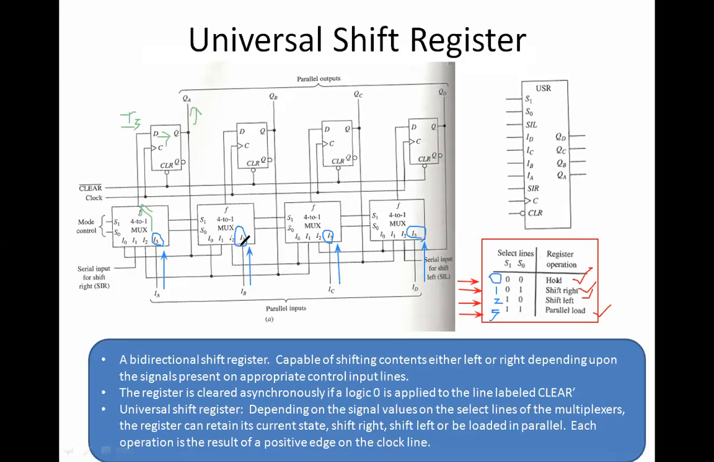Similarly, IB gets in. So this is the path, gets in, and then it comes across the output as QB. Similarly, IC giving us the output QC. Similarly, ID giving us the output QD, right? So this is how your parallel load operation is happening.